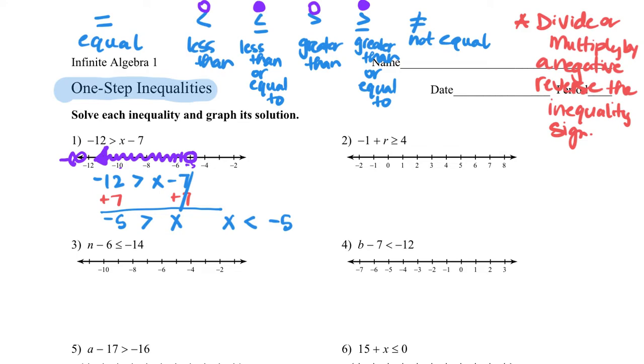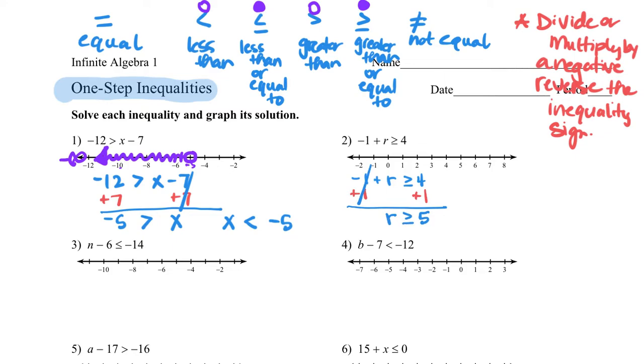So let's take a look at number 2. And again, I am going to rewrite this question underneath just to give myself a little bit more room to write and solve. So -1 plus r is greater than or equal to 4. If I'm solving this, I want to get the r by itself, which means I need to get rid of this -1. And the inverse operation for -1 would be to add 1 to that. And over here, I have like terms. So the -1 plus 1 nets out to be 0, and I'm left with r. And my 4 plus 1 gives me 5. I did not multiply or divide by a negative, so my inequality stays the same.